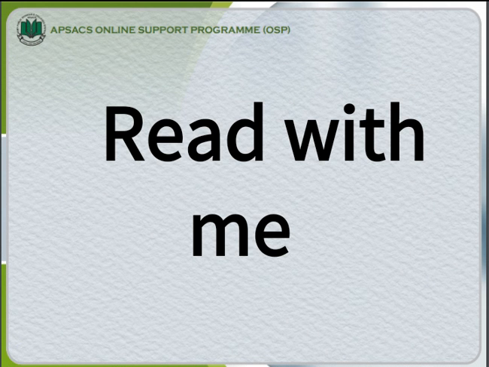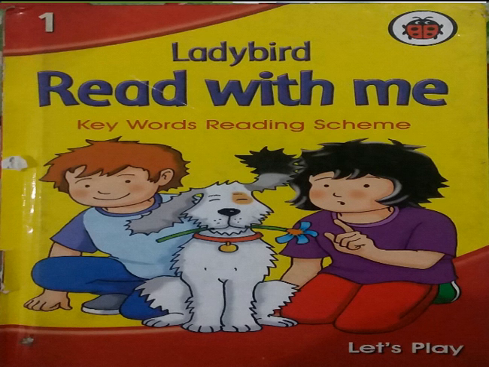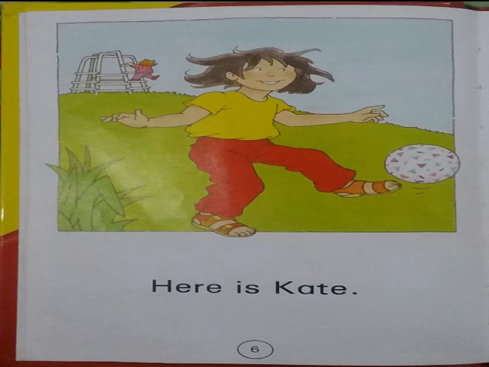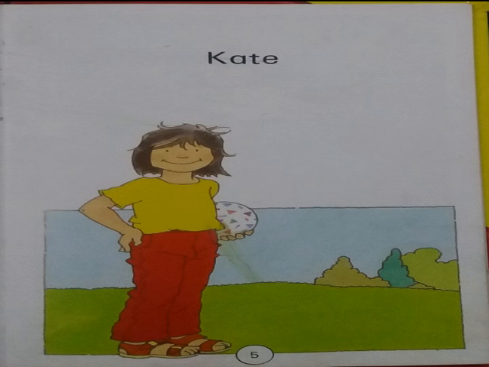Okay, now we will read our reader, Read With Me. This is our reader. There are 3 characters: Tom, Kate and Sam. Page number 4, T-O-M, Tom. Page number 5, K-A-T-E, Kate.